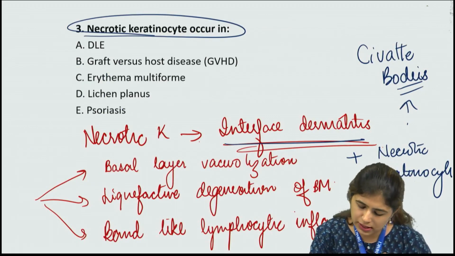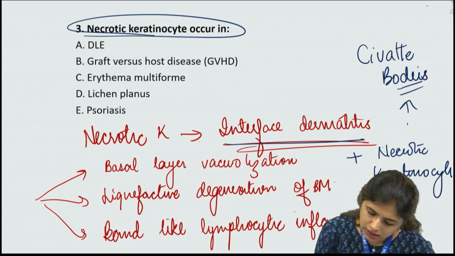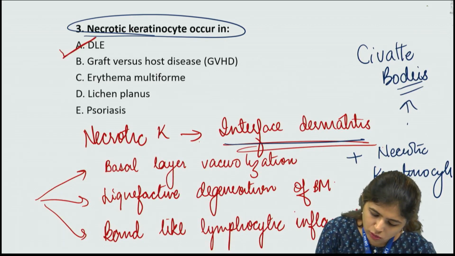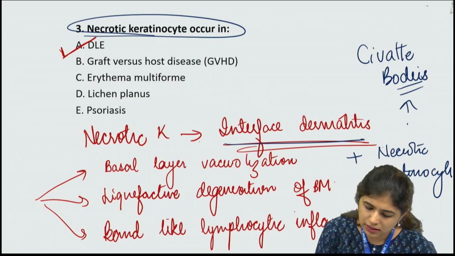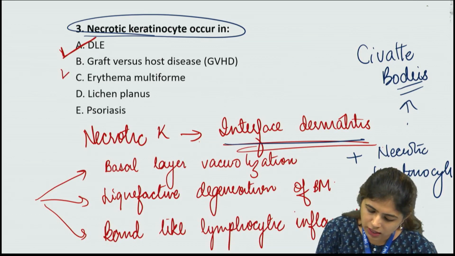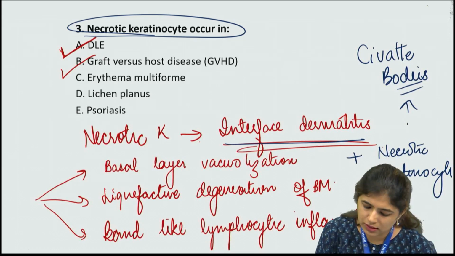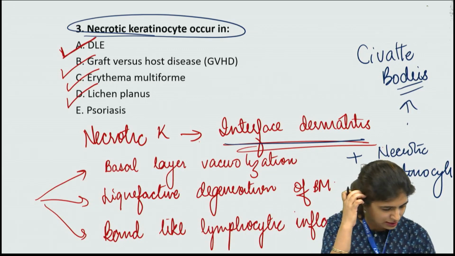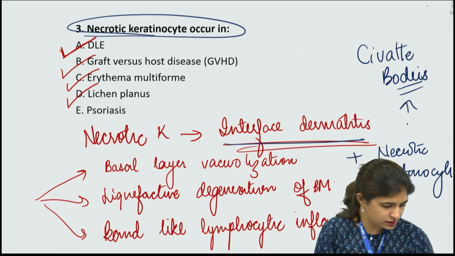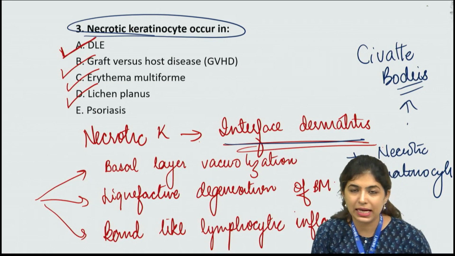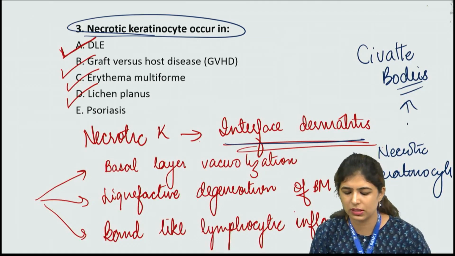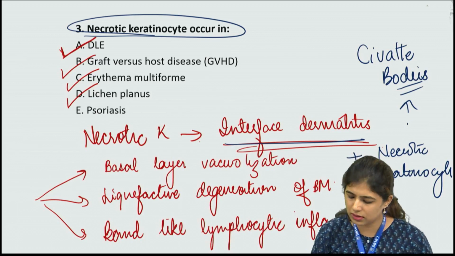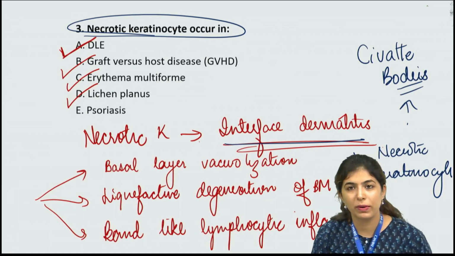So what is the answer here? Answer is DLE, discoid lupus erythematosus. We read it in the connective tissue diseases. Then we have graft versus host disease, erythema multiforme, and lichen planus. Clear? A, B, C, D. These are the causes of this disease. I hope I am clear to everyone.